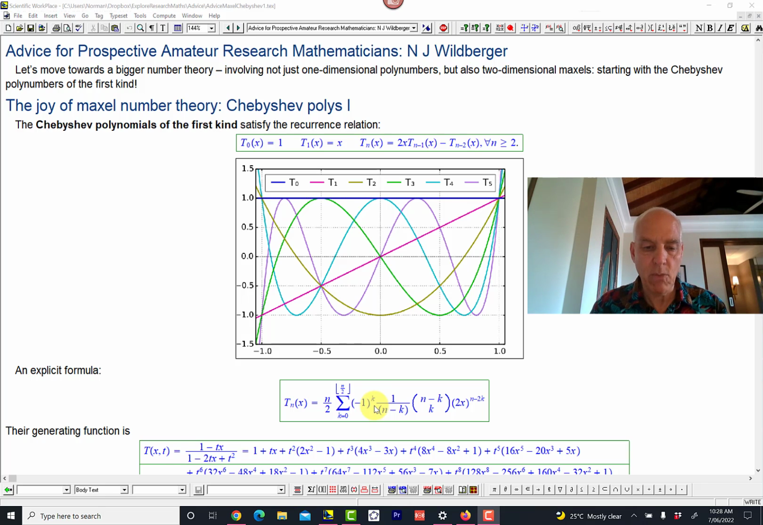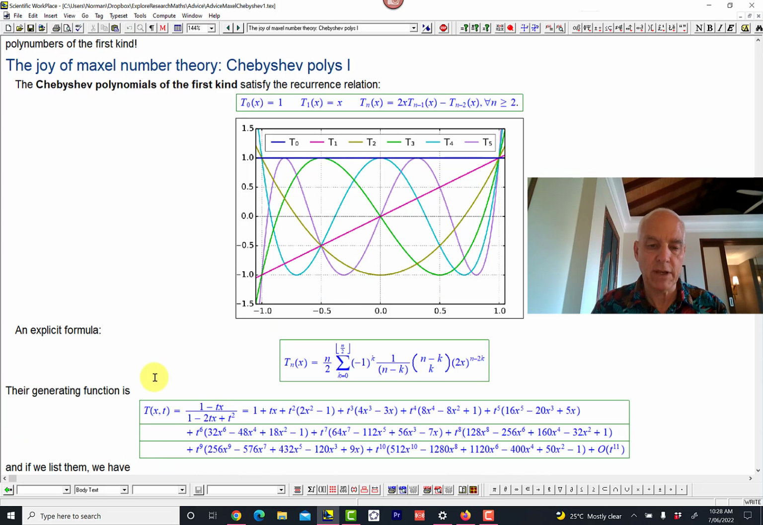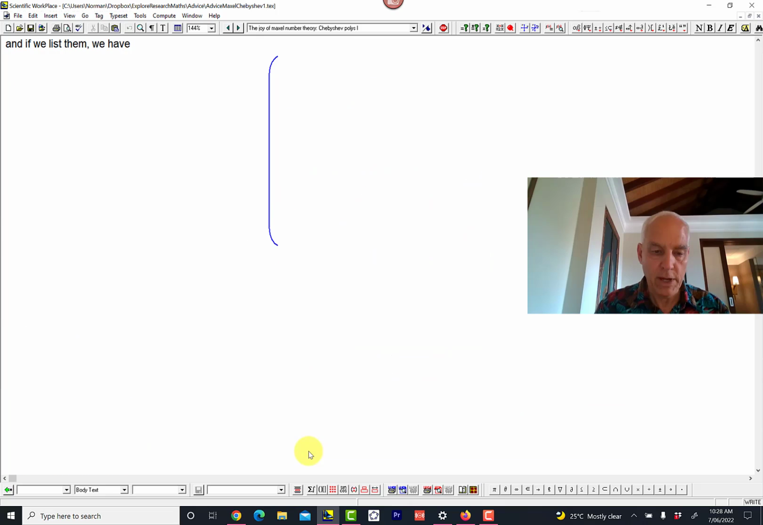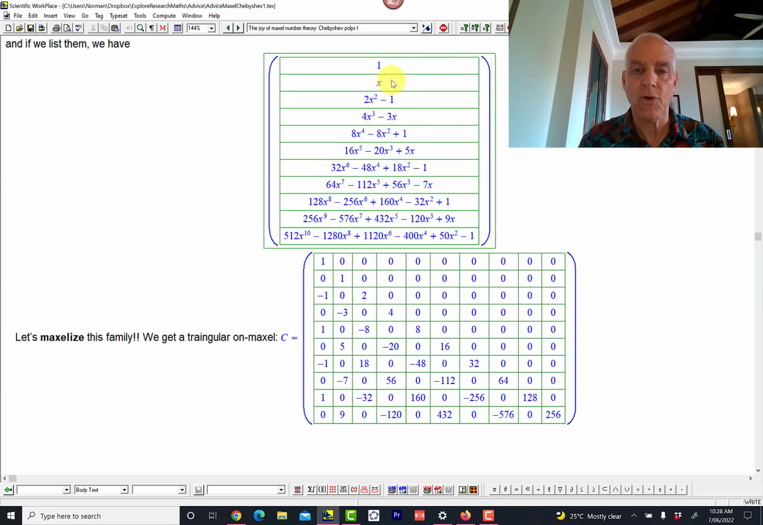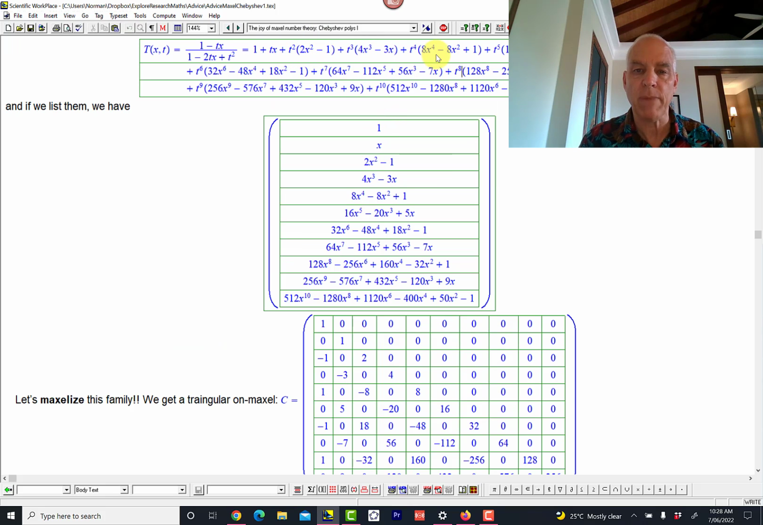Okay, and explicitly, one way of getting at it is through the generating function, and the generating function is given here. It's 1 minus tx over 1 minus 2tx plus t squared, involving a dummy variable t. And then if you do the long division, or get your computer to do the long division, you get this expansion in powers of t, and the various coefficients are polynomials of x, which are exactly the Chebyshev polynomials, or polynumbers. And if we list them, then we get this list right here. Okay, so 1, x, 2x squared minus 1, 4x cubed minus 3x, etc. These are the various coefficients of the powers of t that you get by expanding the generating function.